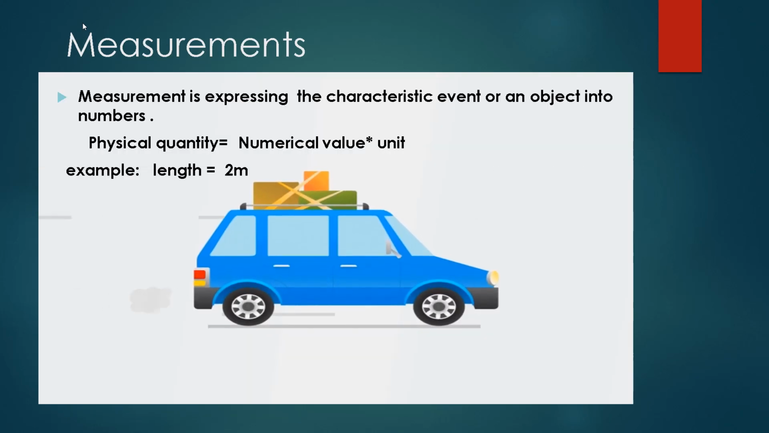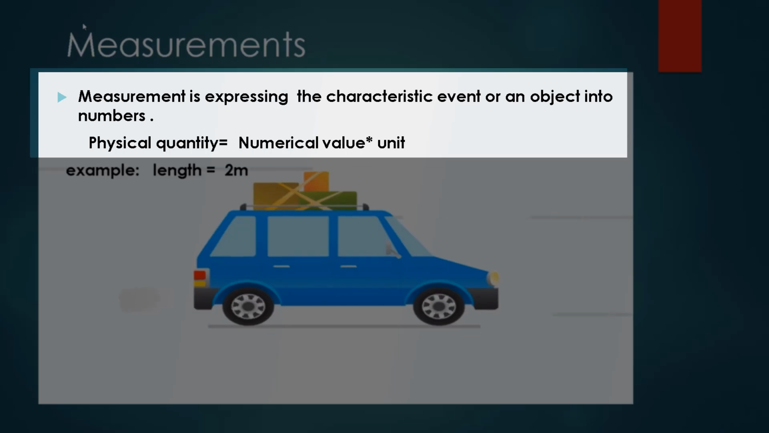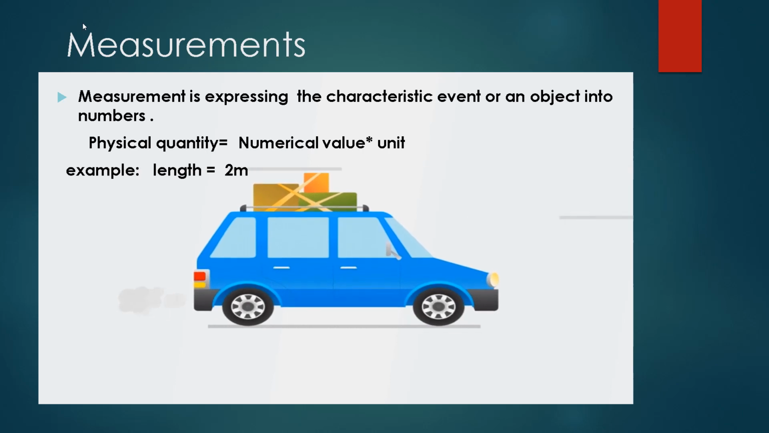Next one, what are measurements? Measurement is expressing a characteristic of an event or an object in numbers. If a car is moving from a point to another point, we have to find how much distance it has covered.